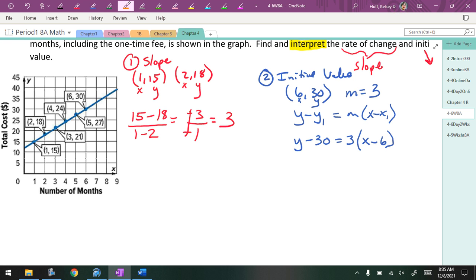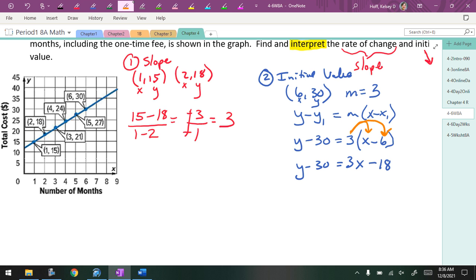Okay. Now we have to distribute. We got to take 3 times x and 3 times 6. So y minus 30 stays. What is 3 times x? 3x. What is 3 times negative 6? Multiply them. Negative 18.